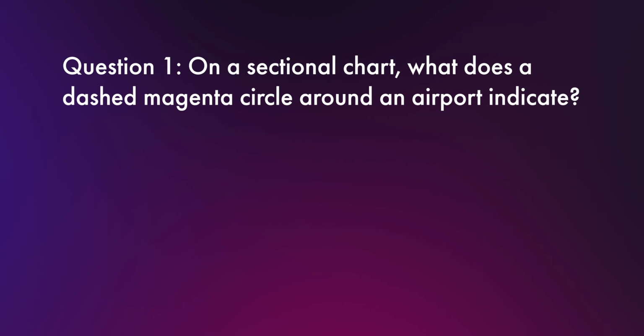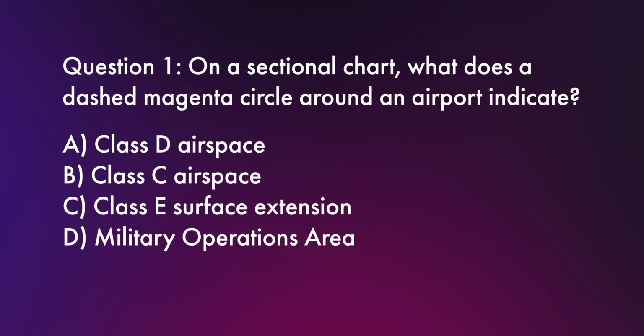Question 1. On a sectional chart, what does a dashed magenta circle around an airport indicate? Is it A, Class D airspace, B, Class C airspace, C, Class E surface extension, D, a military operations area?